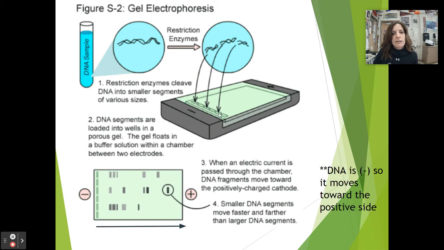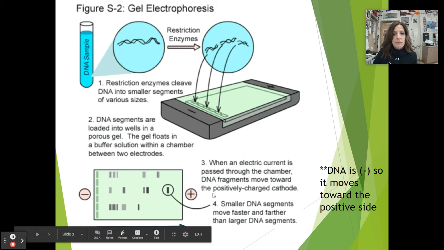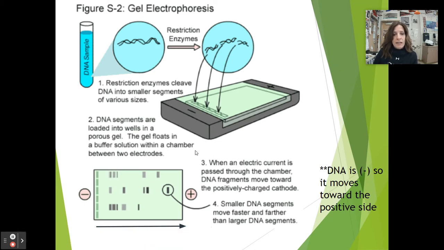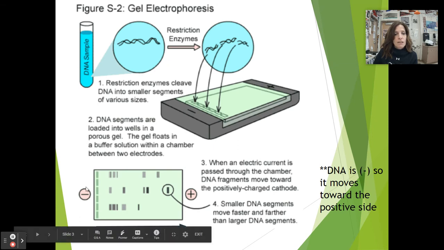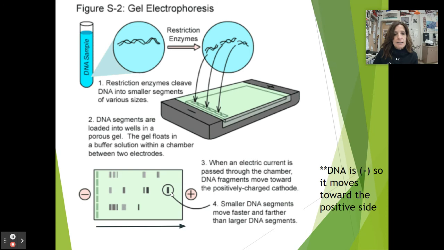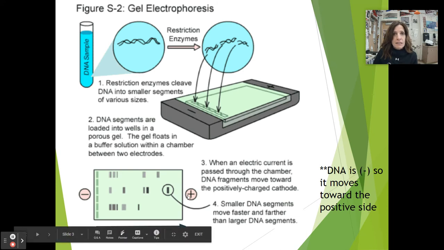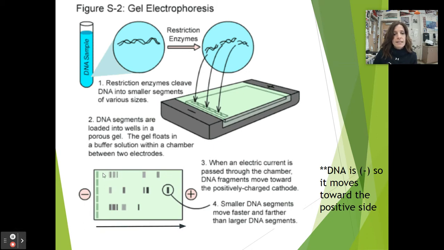And so you put the DNA in the wells, and the gel is floating in a buffer solution between a positive and negative electrode. So DNA is negative, and so it moves towards the positive. So when the electric current is passed through the chamber, so here's your wells, and the electricity is passed through, the DNA is going to move towards the positive end because it's negative. And if you think of smaller pieces going through a gel, the small pieces are going to move faster and they're going to be further up on the gel in whatever time you allow the gel to run. So that's gel electrophoresis, and then it separates based on the size.